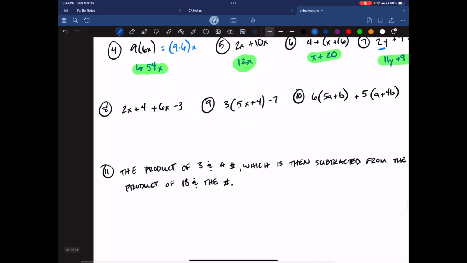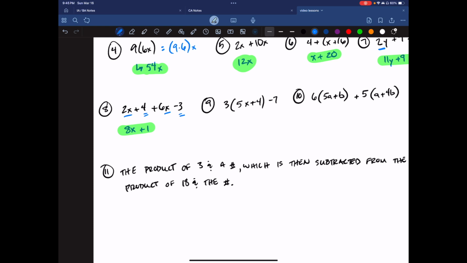On the right, you have an x here and an x here. If you don't have a variable, it's called a constant term. You have a constant term here and here. So 6, 2 and 6 is going to be 8x. 4 and negative 3 is going to be plus 1.